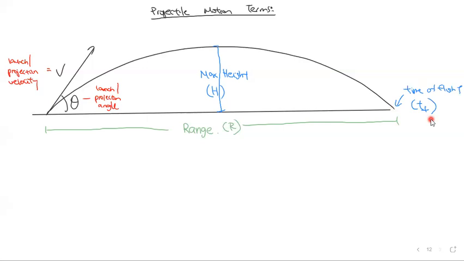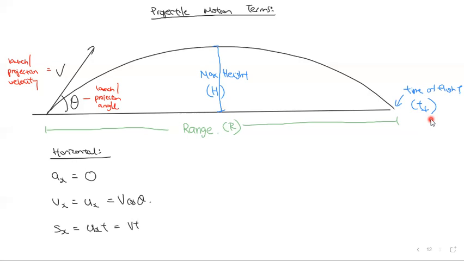Now, keep in mind, of course, that we've already talked about our 6 different equations. So we've got the horizontal, where we know that ax equals 0. We know vx equals ux, which is going to be v cos theta. And we've also got sx equals uxt, which is vt cos theta.